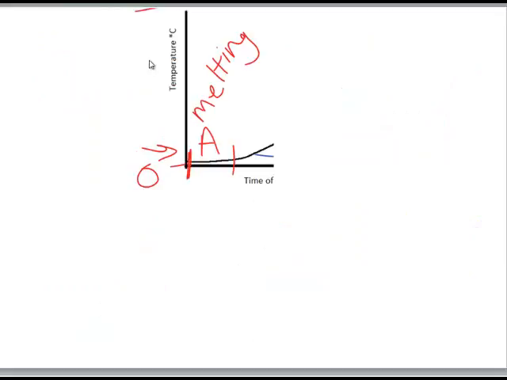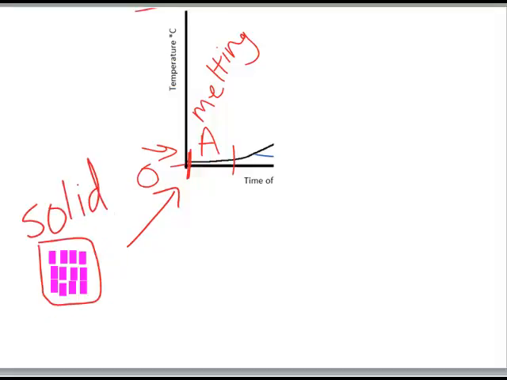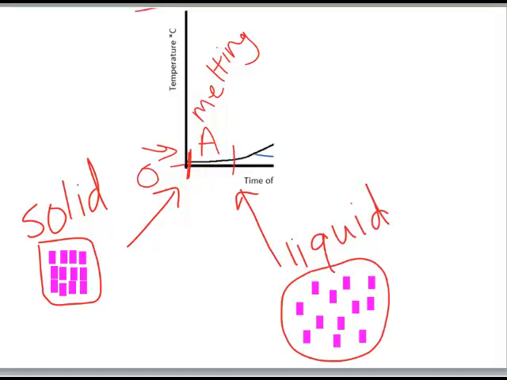If we zoomed in on only this part of the graph where we have part A, we could think about the particle diagram here. We could look at the particles at the very beginning, and we would say that they're very close together because they are a solid. You can see the particles are all close together in that particle diagram. Now if we look at the other half of the A part of the graph, the particles have become a liquid. And in a liquid, the particle arrangement is no longer as rigid and the particles are further separated.